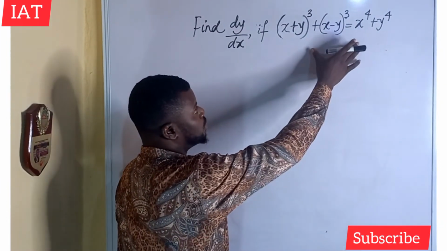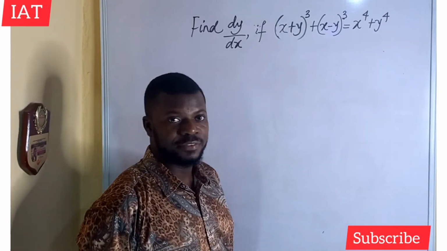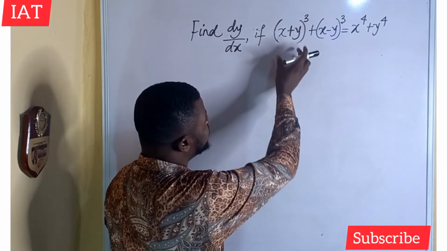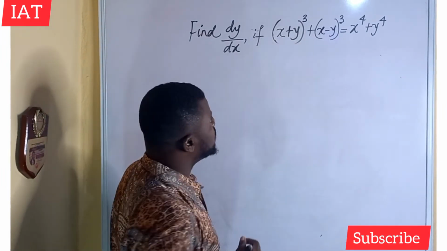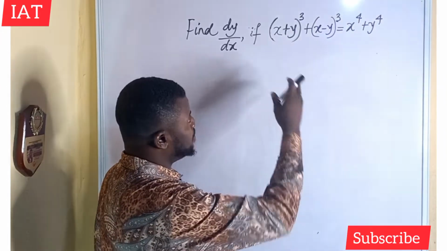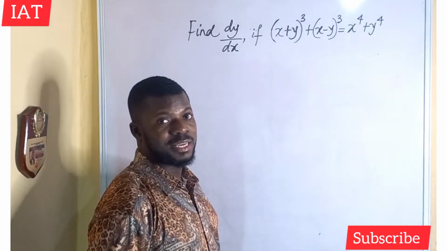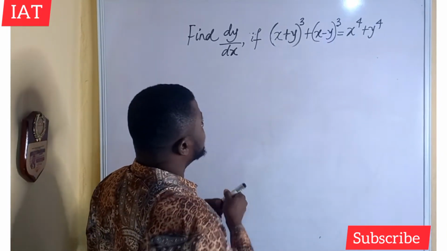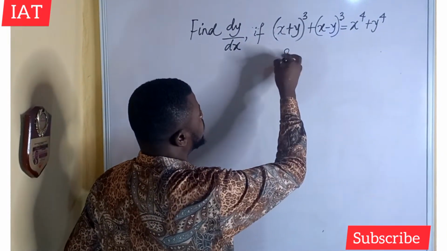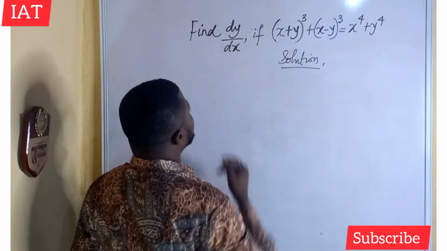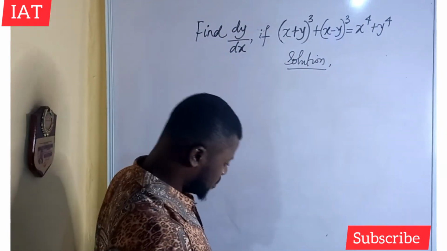So looking at the expression, it looks like an implicit function. Why do I say it looks like an implicit function? Because we have the x and y variables coming together, and at some point for you to be able to separate them, it's going to be done implicitly. So at this point, let's see how we can reduce this expression and have the derivative of y with respect to x.